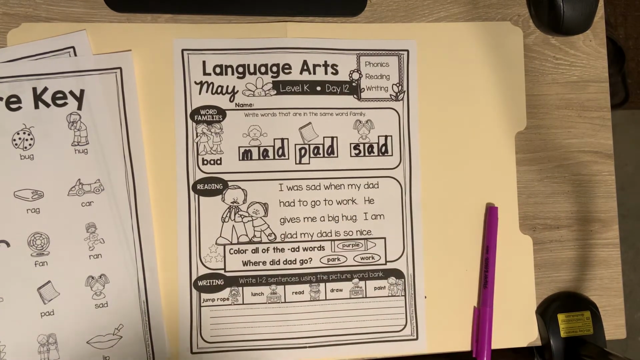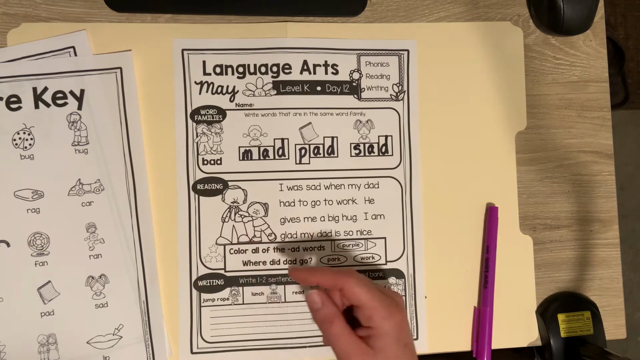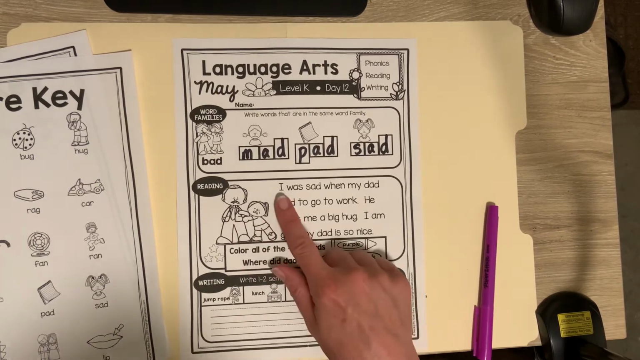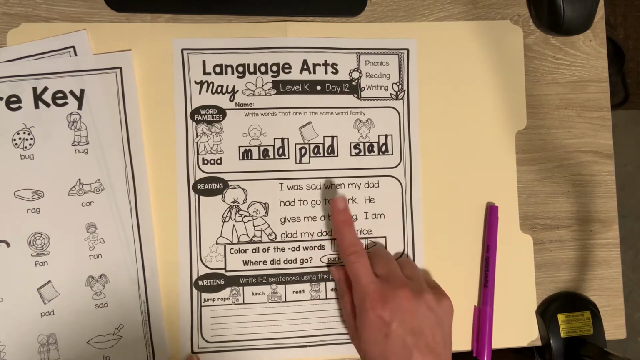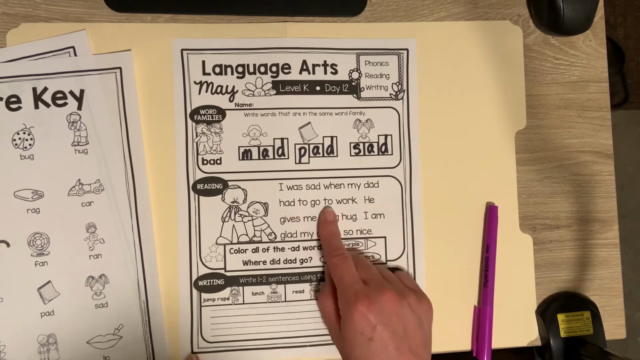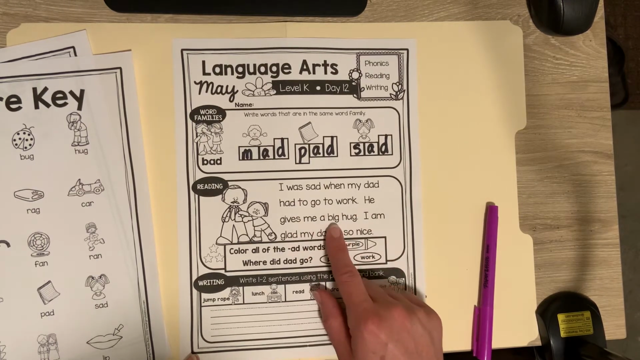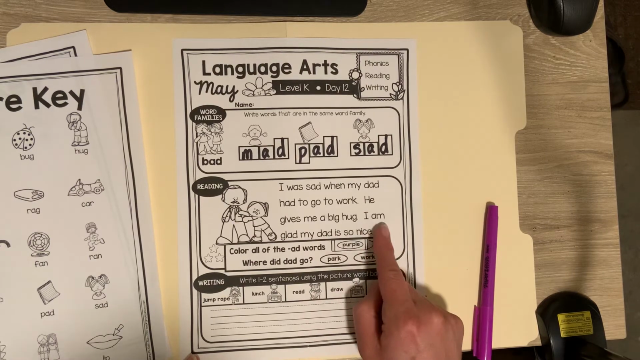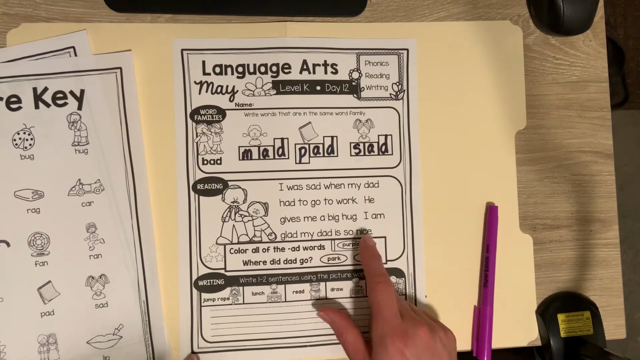Nice job. Moving on to reading, we're using our AD word family words to read our passage. I see someone crying, pulling on this guy. I wonder what their story is going to be. I was sad when my dad had to go to work. He gives me a big hug. I am glad my dad is so nice. Oh, that's a good one.